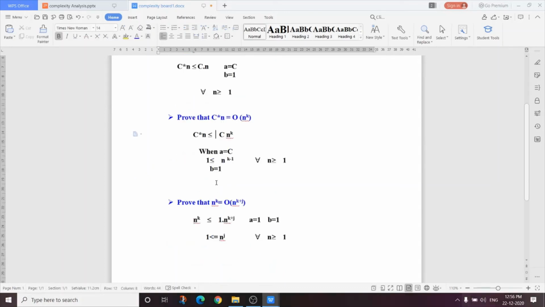Our next example is prove that n to the power k is of order n to the power k plus j. Now from the definition, I write n to the power k less than or equal to a into n to the power k plus j. If the value of a equals 1, then n to the power k is less than or equal to 1 into n to the power k plus j. So 1 is less than or equal to n to the power j for all n greater than or equal to 1. So if a equals 1 and b equals 1, we can say that n to the power k is of order n to the power k plus j.